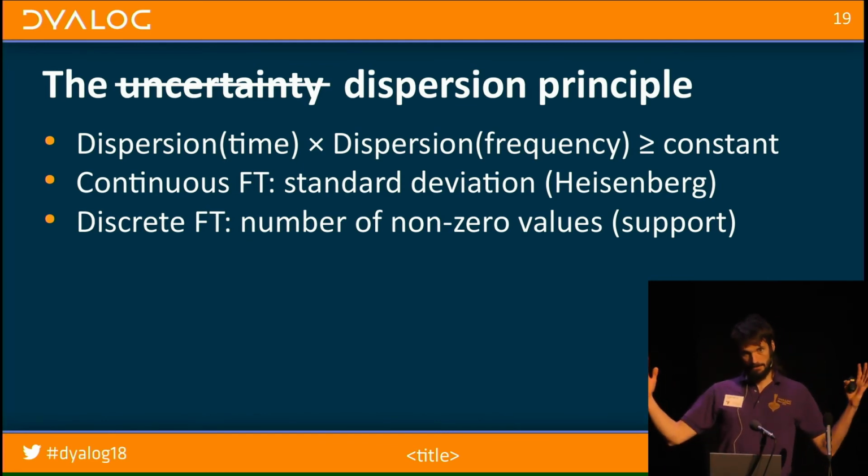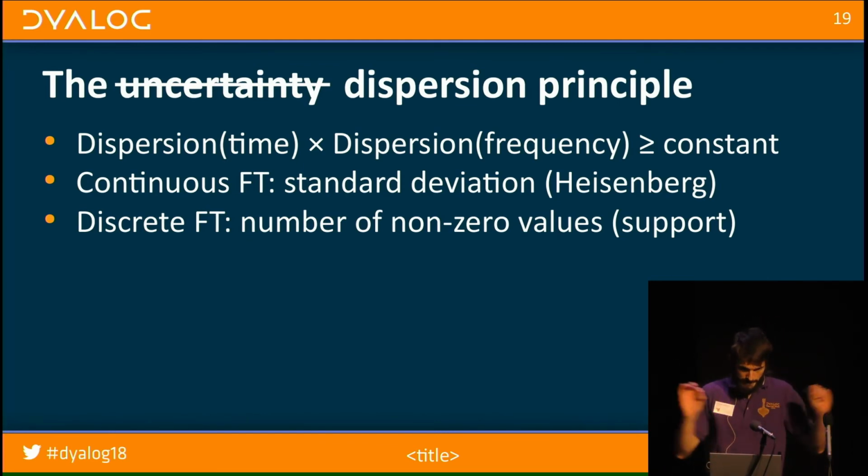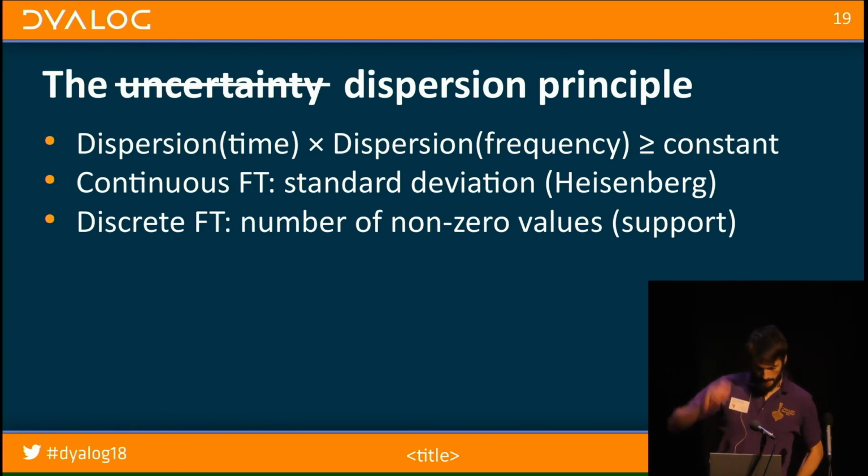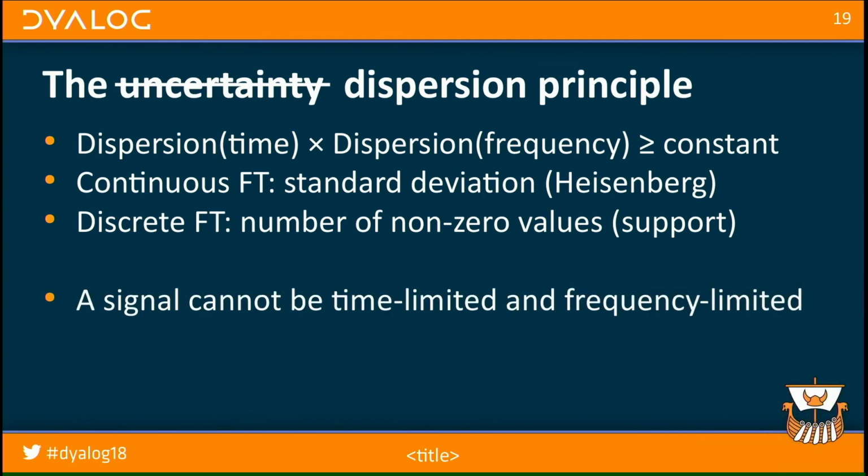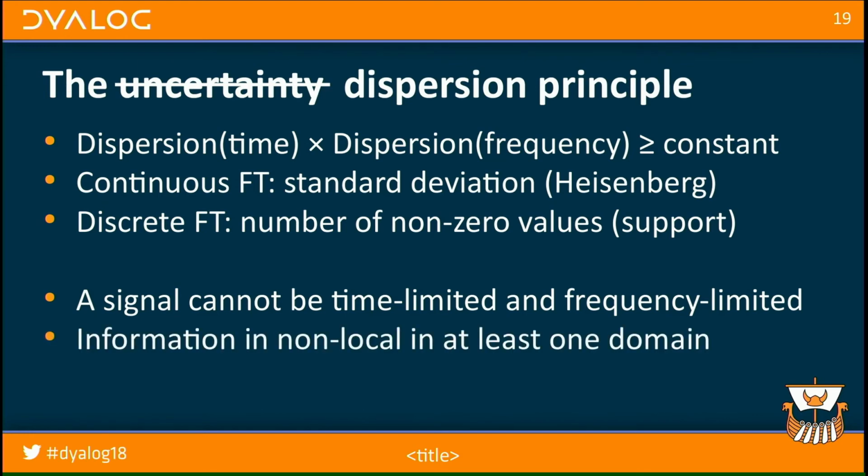So if you try to have a well-localized thing with zeros on the edges, it will spread in the other domain. That means that a signal cannot be at the same time time-limited and frequency-limited. You have to make a choice. That means that information is non-local in at least one of those two domains. You can't localize things in both domains.